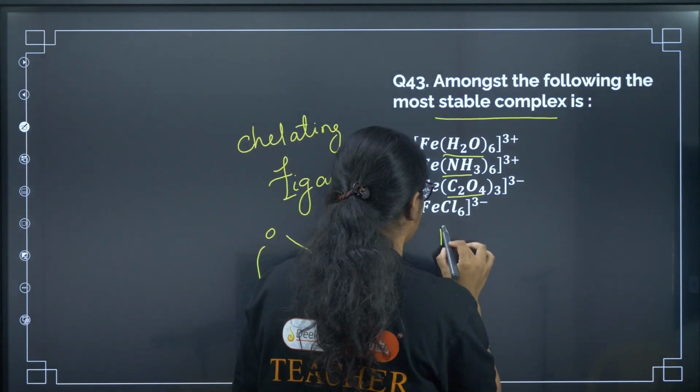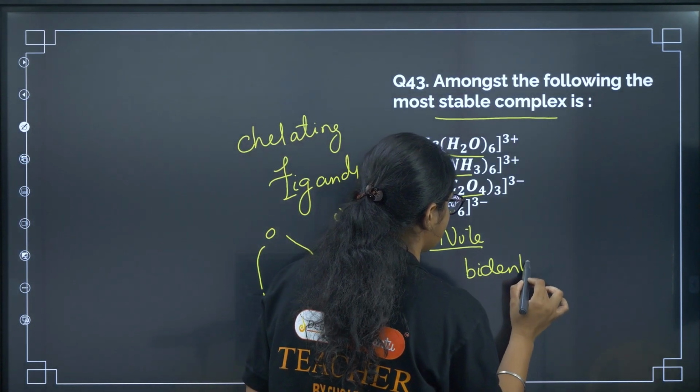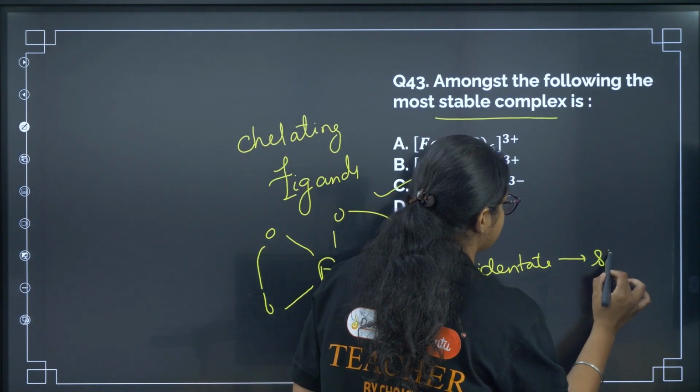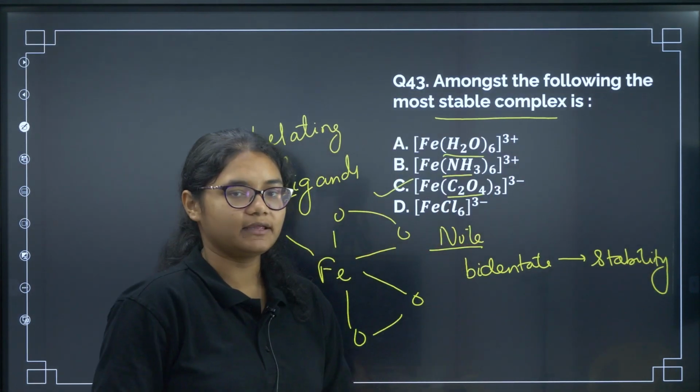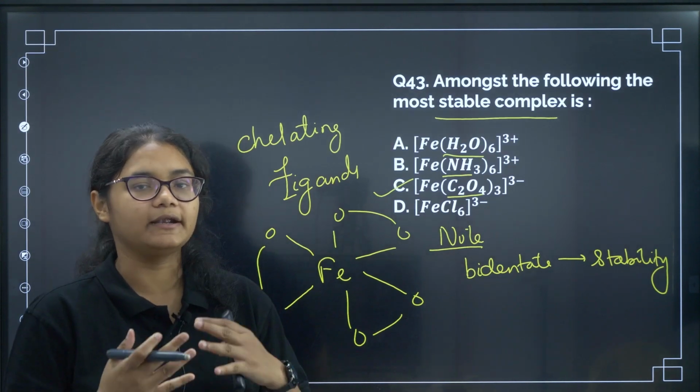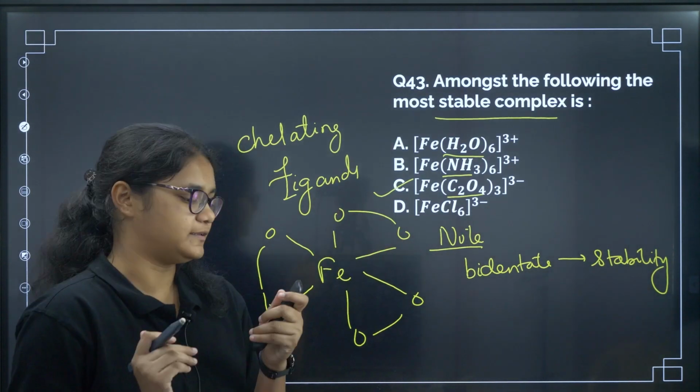So here what you can note down, if we have bidentate ligands, they will increase the stability. Stability increases when more bidentate, tridentate or hexadentate ligands are present. The stability of the complex will increase.